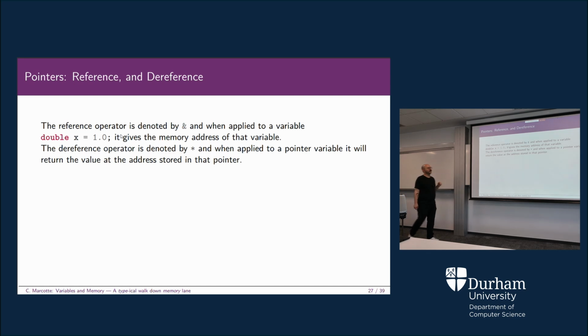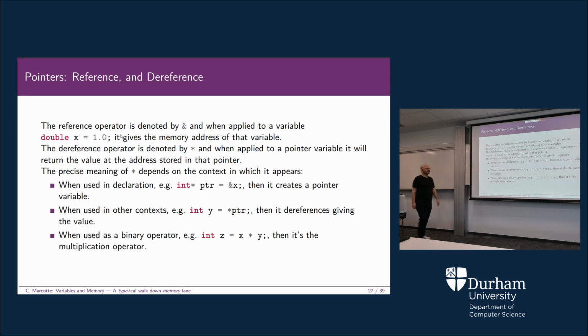The dereference operator is denoted by star, and when applied to a pointer variable, it will return the value at the address stored in that pointer. If you think that using the star for both multiplication and dereferencing is confusing, I agree. The precise meaning of that star depends on the context in which it appears. This is really frustrating if you're trying to quickly read C code.